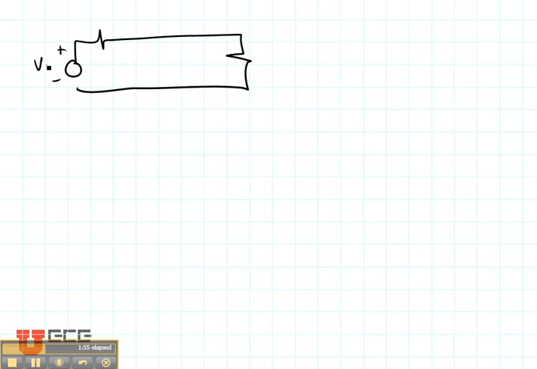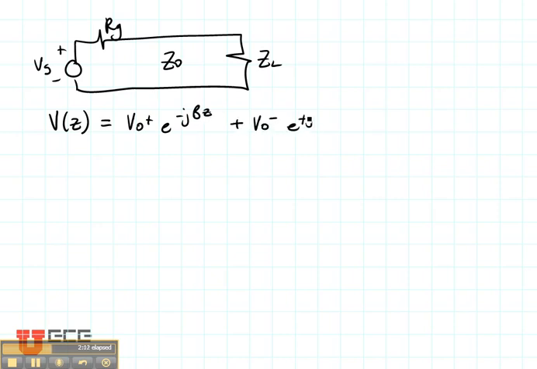Here's Vg right there. Here's Rg, Z0, and ZL. We're going to write our standard voltage equation. V of z is equal to V0 plus e to the minus j beta z plus V0 minus e to the plus j beta z. Remember that V0 minus is the complex reflection coefficient times V0 plus. Well, right here is the location for z equal to 0, and here is the location for z equal to minus L, where L is the length of the transmission line in meters.